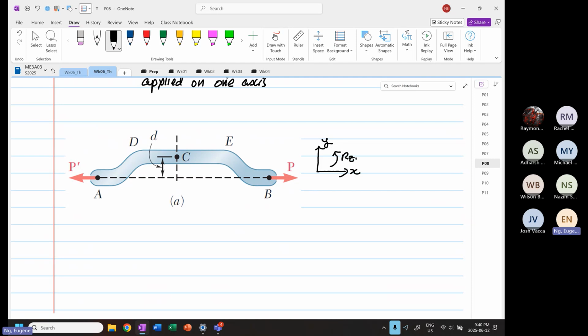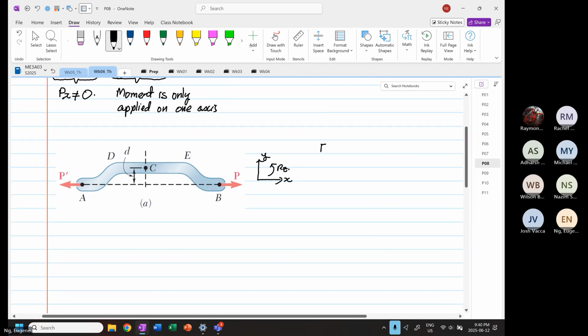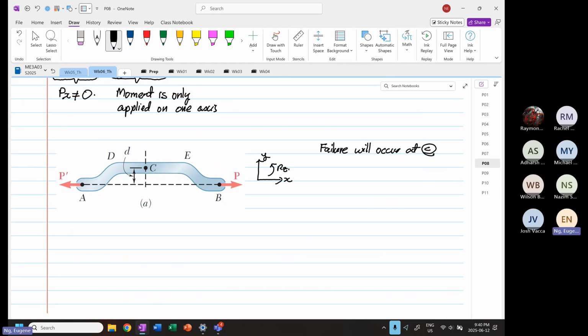Okay, so for this case, failure will occur at point where? At point C. Okay, point C is where failure will occur. That's where we analyze the C position.